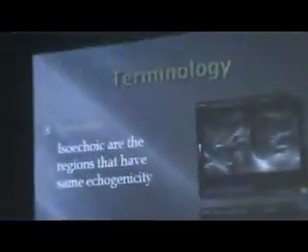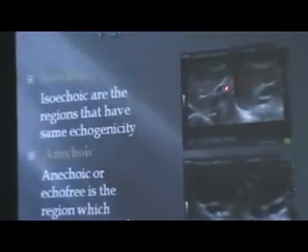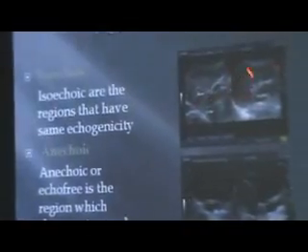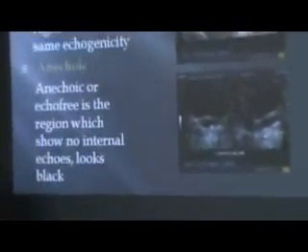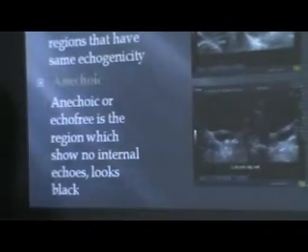Isoechogenicity means of equal brightness, as you can see here in this picture. This is the liver and spleen. Liver and spleen, most of the time they are isoechoic to each other, of equal brightness. Sometimes the spleen is a bit hypoechoic, but most of the time both are isoechoic to each other.